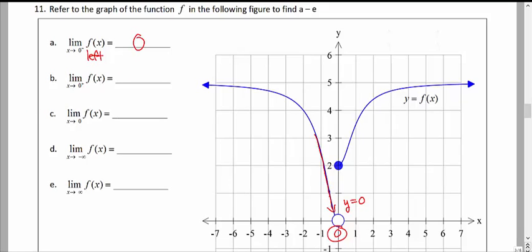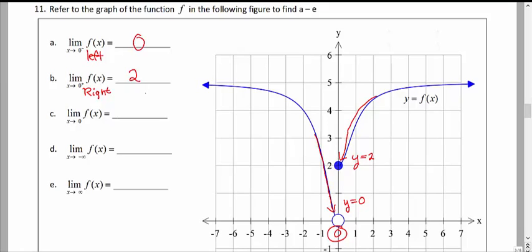In part B, the limit as x approaches 0 from the right side, so we're going to approach that value now from the right. So we're going to glide along the graph from the right side, and we want to know what y value we are approaching as we get to an x value of 0. It looks like we are approaching a y value of 2 from the right. So the limit as x approaches 0 from the right would be a particular y value of 2.